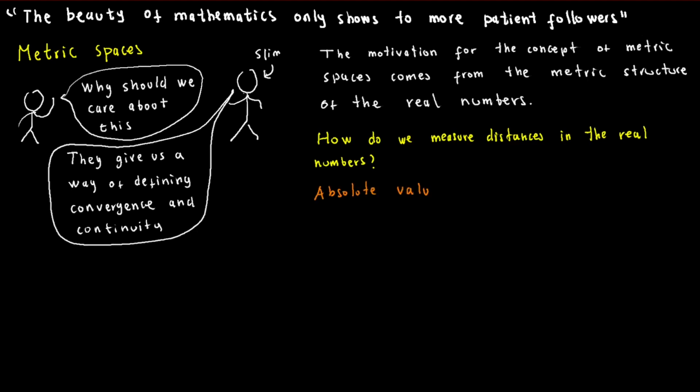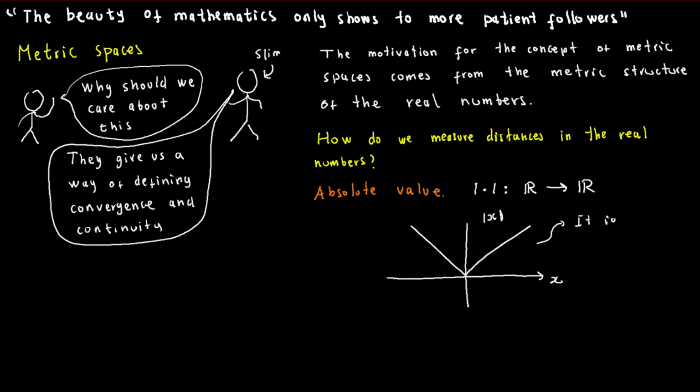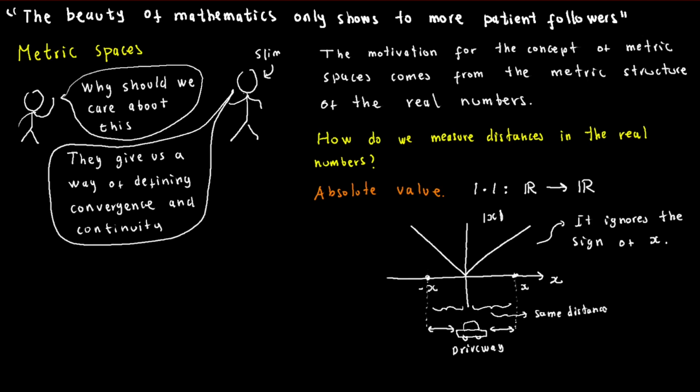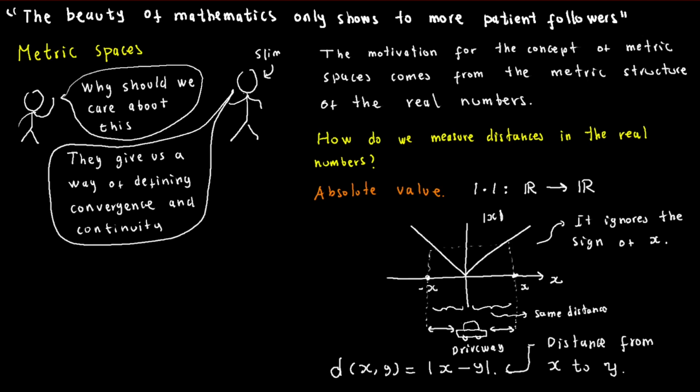And speaking of handy, let's start with the most popular way of measuring distances in the real line, the absolute value. It's like the odometer in your car, which doesn't care which directions you are headed, but it sure knows how far you are from your driveway. So let's put the absolute value to work and define the distance between two real numbers, x and y, as simply the absolute value of their difference.